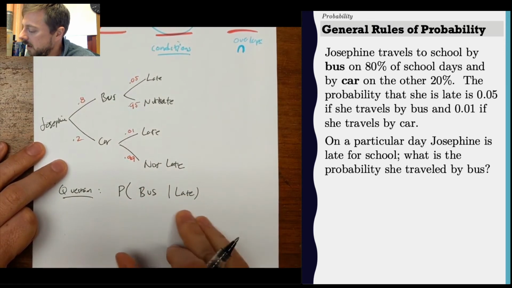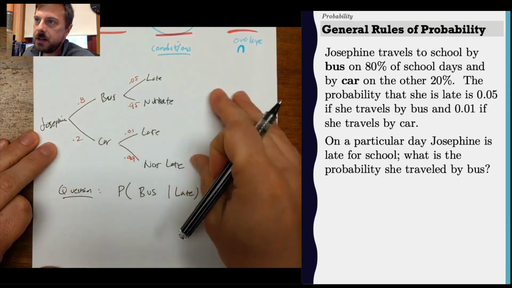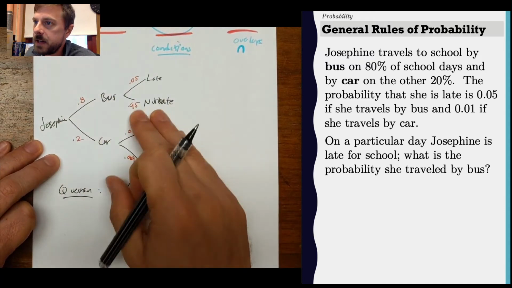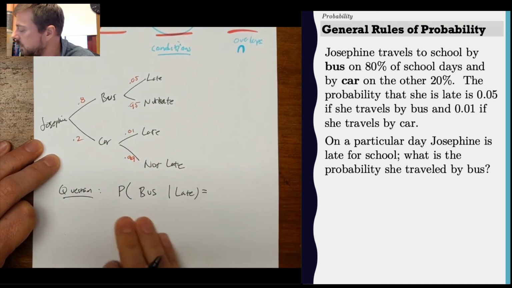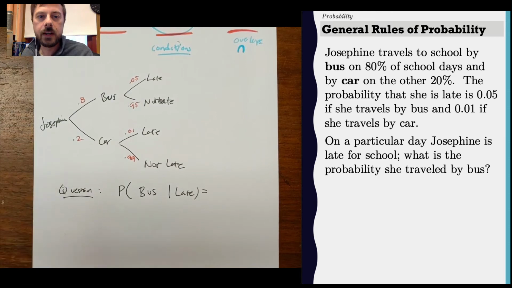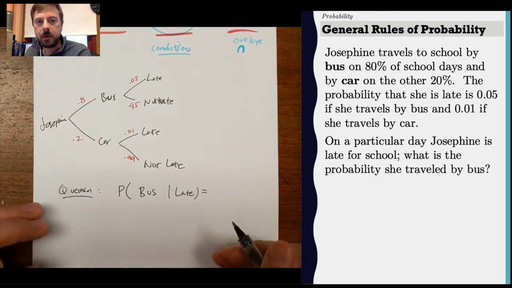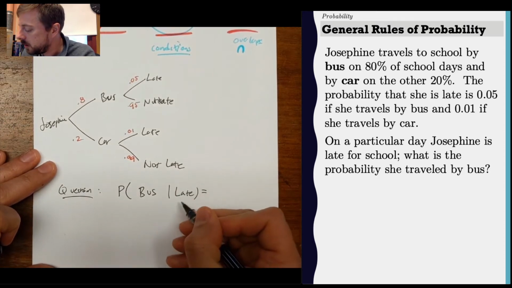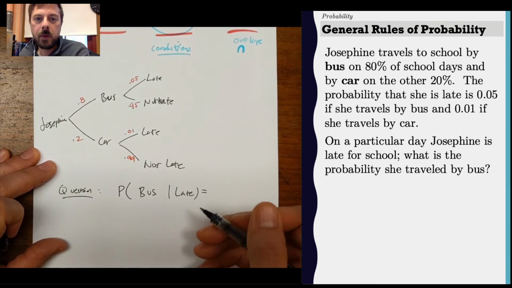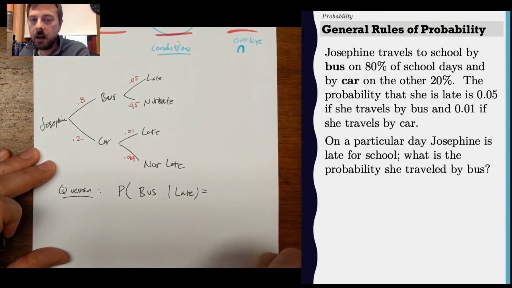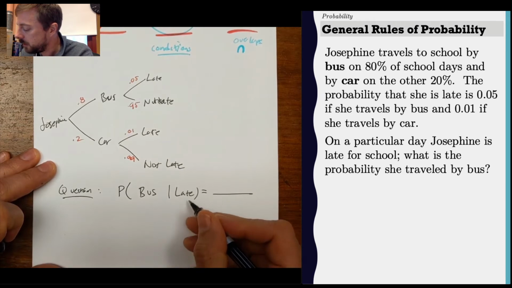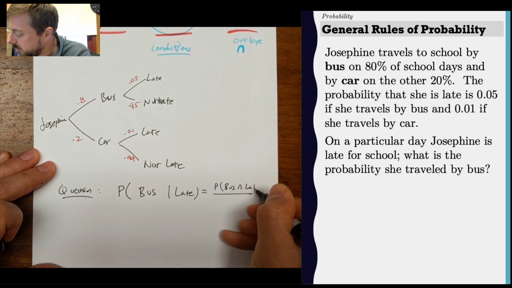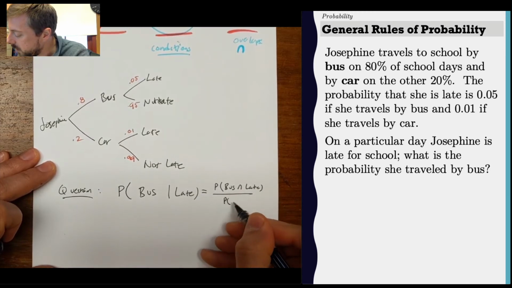So here, notice that the world in which she's late isn't one of the branches of this tree diagram. It's the end of the branches. So we can't just read this probability from the tree. We'll actually have to do some math. And because I know I need to do some math, I'm going to convert this into a couple of other probability statements, taking this bigger problem and breaking it down into smaller ones. So I know that a conditional probability, A given B, is always the probability of their intersection divided by the probability of the condition, or the assumption. So in this case, it's going to be the probability she takes the bus intersected with being late, divided by the probability that she is late.